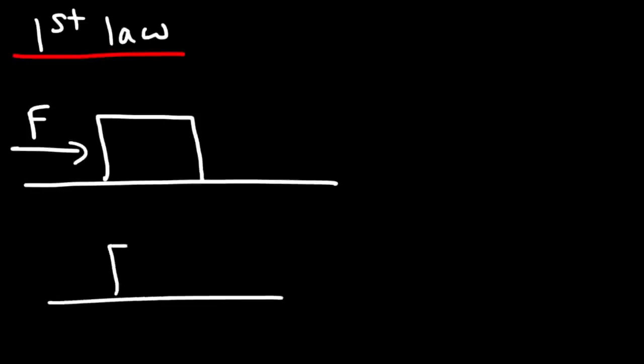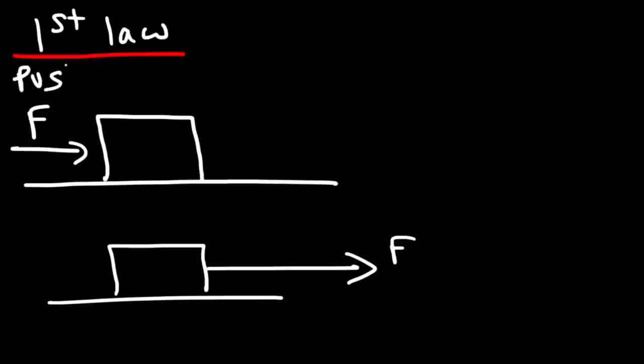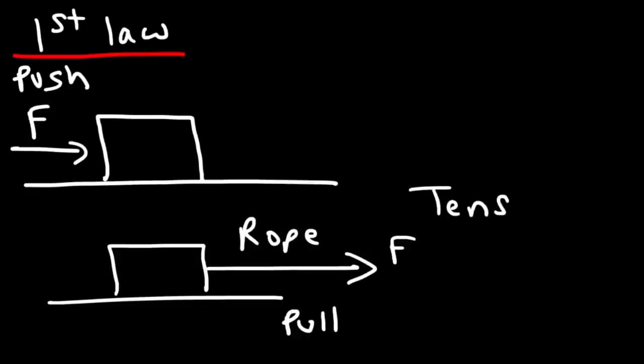We can also get the box to move towards the right if we take a rope and pull the rope towards the right. So here this is a push action, and towards the right it's a pull action. And the way to pull something is by means of a rope. Whenever you have a force acting on a rope, it's known as a tension force. So whenever you hear the word tension, it's basically a force acting through a rope.